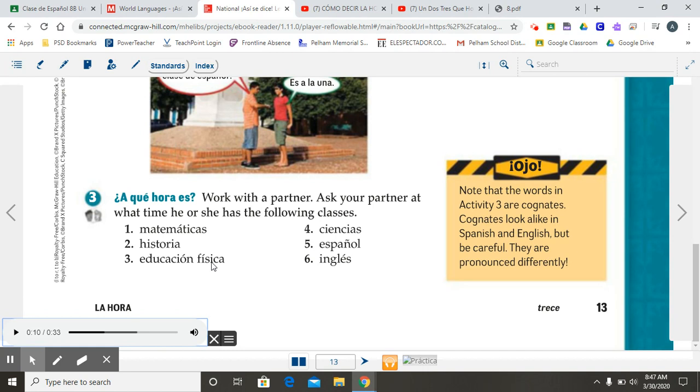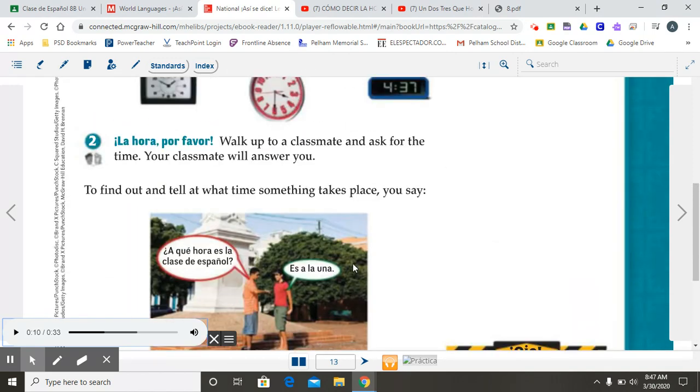Now, in Spanish, sometimes you have to flip them, or you have to switch it. So let's start with this one. Física, educación. Physical education or gym. All right. This one is ciencias. Ciencias. Science. Español. I wonder which one is that one. And then we have inglés. Inglés. English. All right. So we're at the end of the lesson for today.